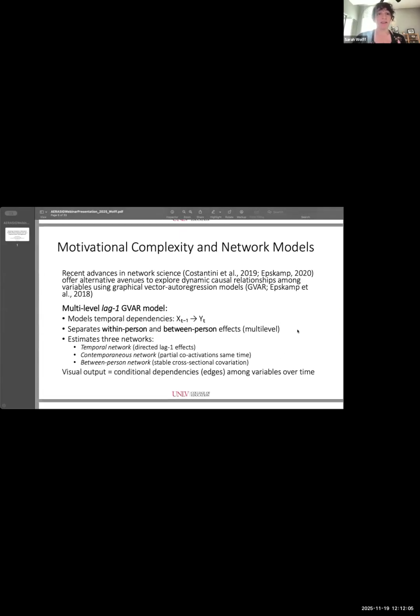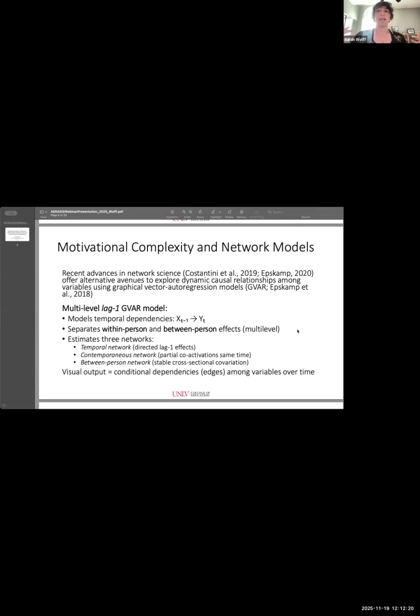This sort of advancement is fairly recent. A lot of this comes out of the University of Amsterdam, Sacha Epskamp being one of the people pushing this forward, and it surfaced in 2019, 2020.